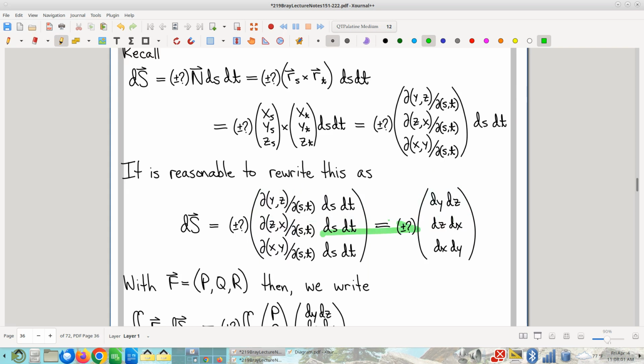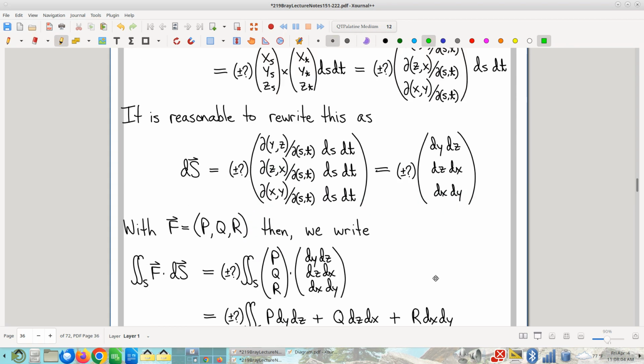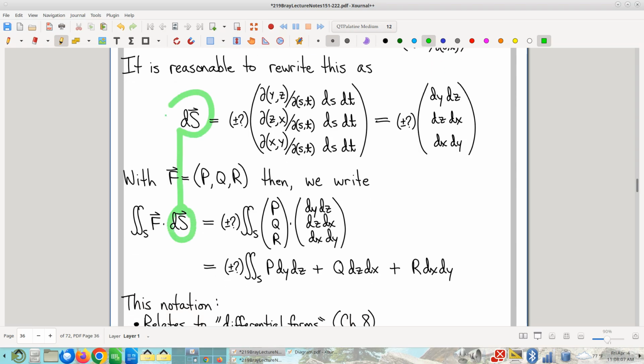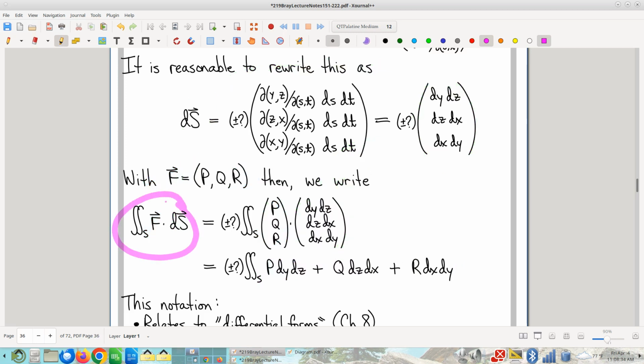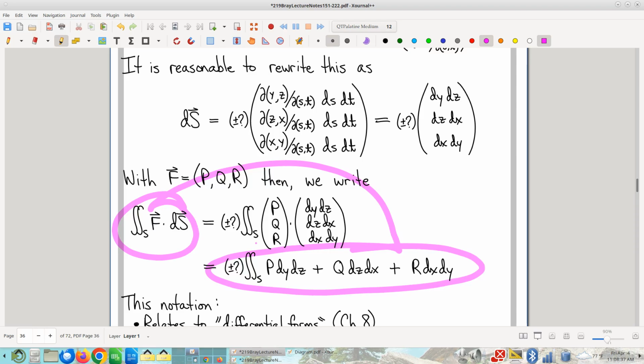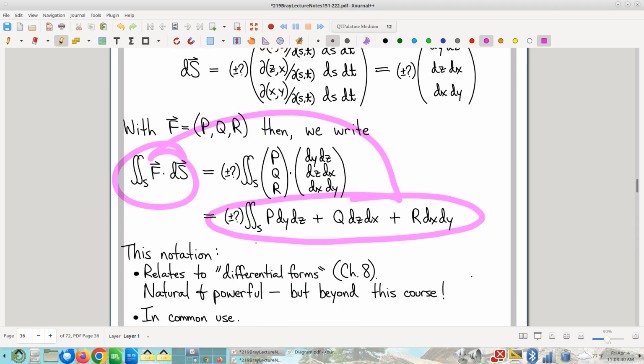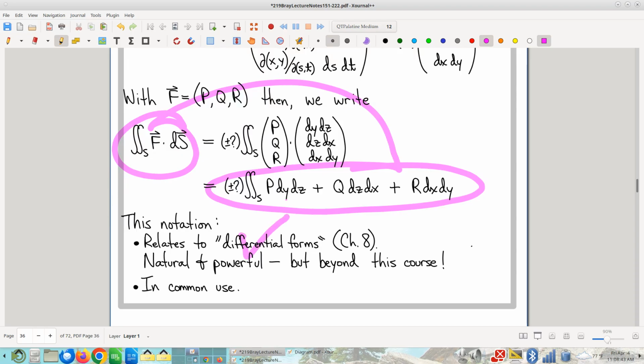So anyway, likewise there and there, and you take that formula for ds and you plug that in. And don't forget your vector field has coordinates, and again, we typically use PQR, and here we are again, that we can just take this dot product and multiply it out. And this is our new alternative notation for a vector surface integral. And again, this is kind of what differential forms look like.